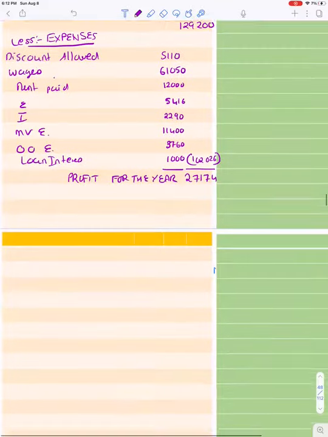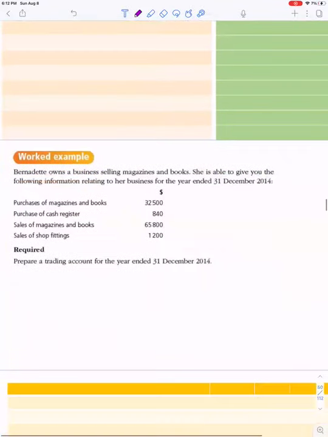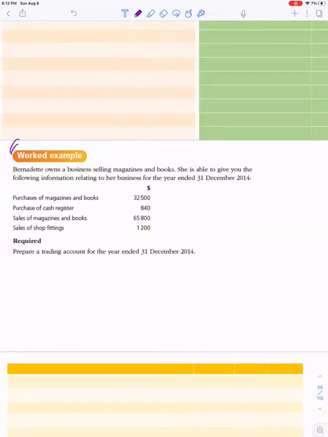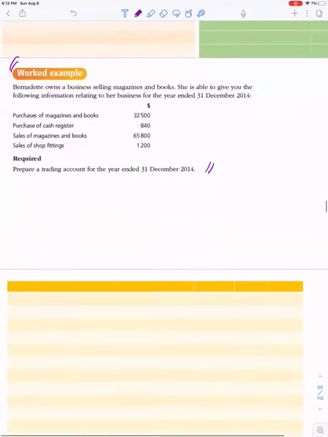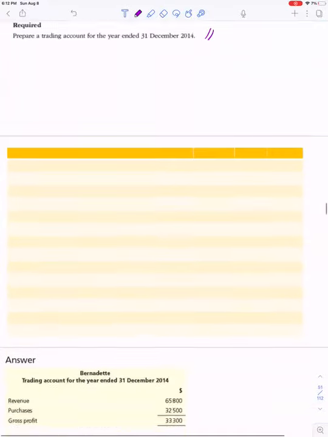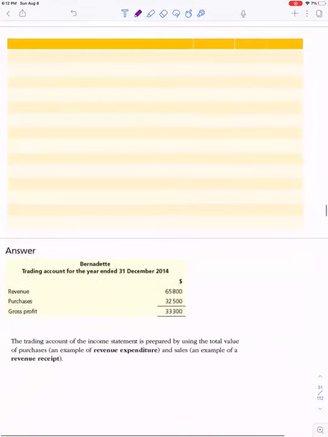After this, before seeing the next video, I would want you all to practice this sum. Prepare the trading account. Arrive at the profit for the year. This is your revenue. The other would be your purchases, cost of sales. You're purchasing two things, so you will add the two purchases. From the revenue, when you subtract your purchases, you will arrive at gross profit. The answer is given down for your reference.